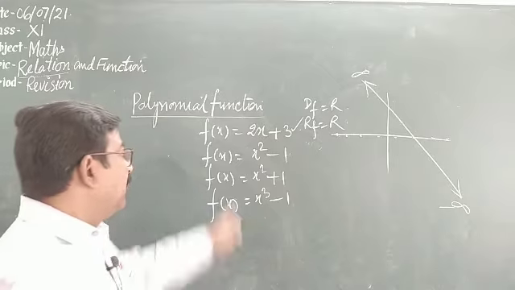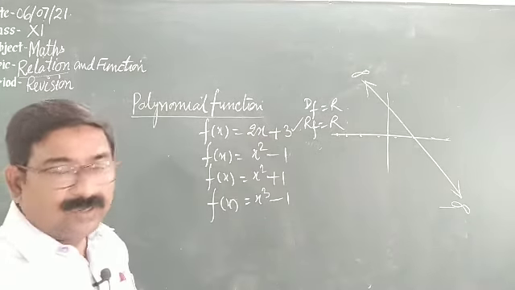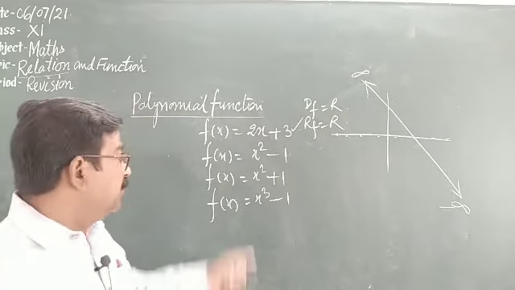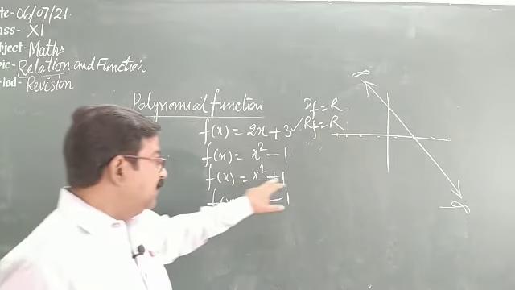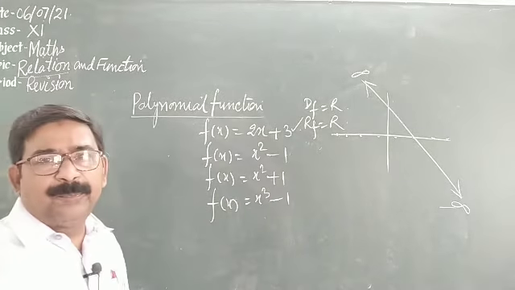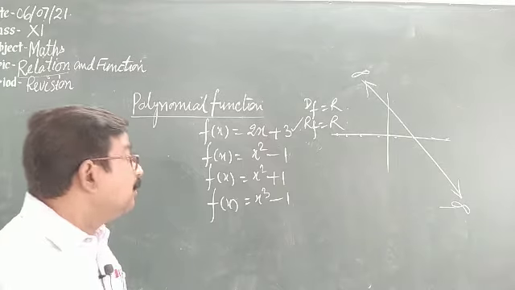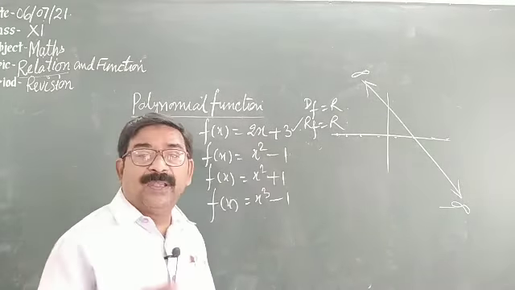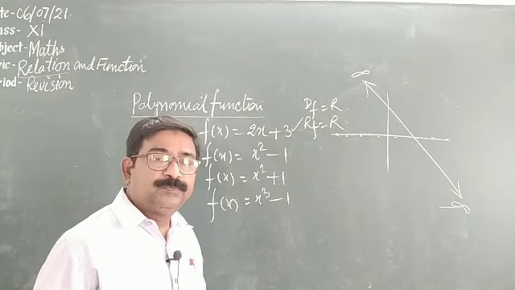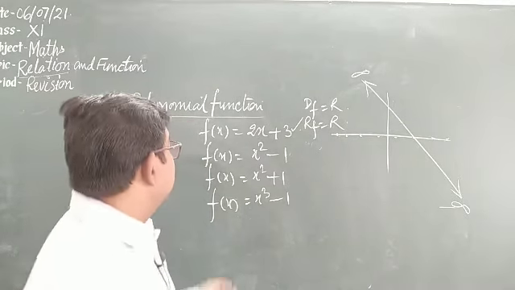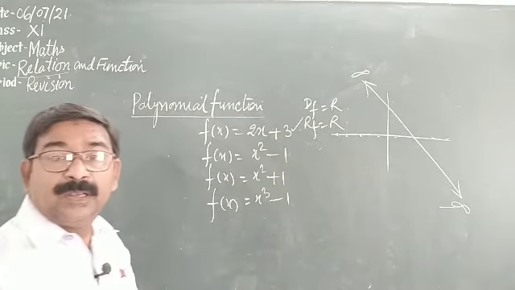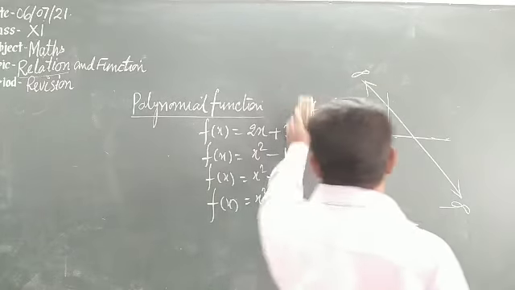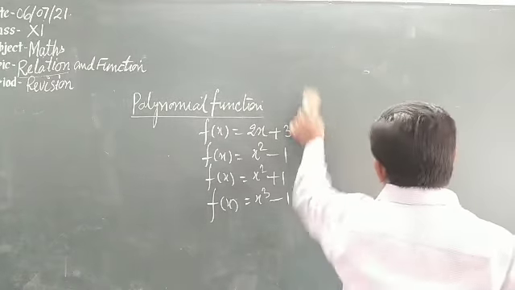So in the case of a linear function, since it is a polynomial function, its domain is always real. For every polynomial function the domain is always real, but the range varies according to the polynomial. So in the case of a linear function, domain and range are both real. But when we come to the quadratic polynomial, when you plot the graph of this function, see, x² − 1.